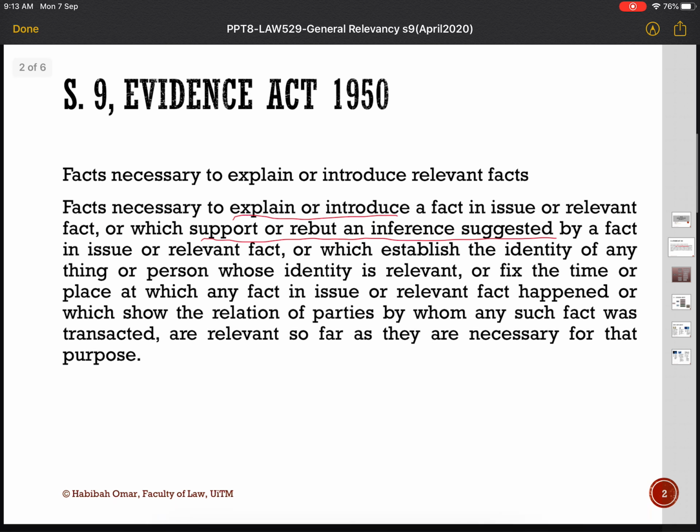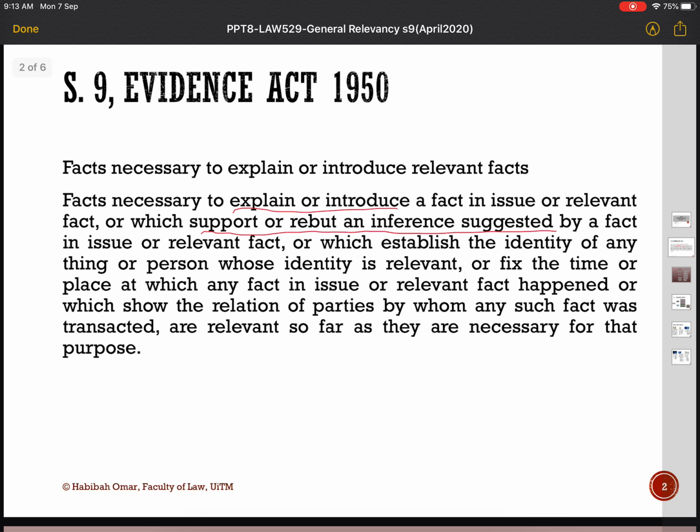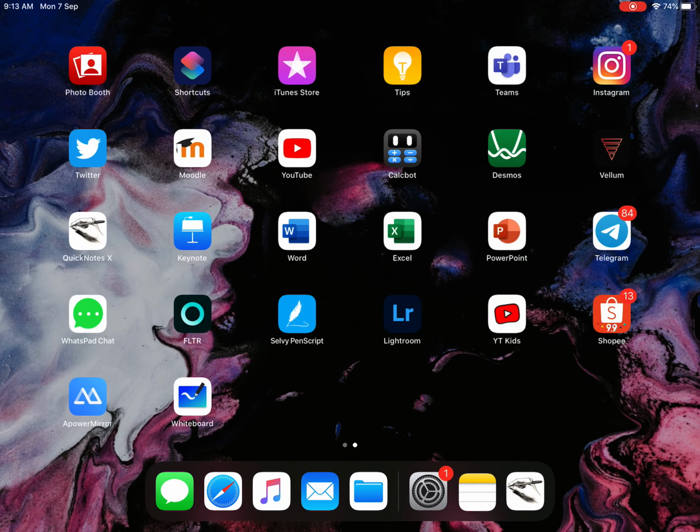Now, if you refer to this particular provision, Section 9 provides you with five relevancy situations. You may look at some books. Some books may separate it into much smaller categories of relevancy. They separate into explain, introduce, support, rebut. But in the context of my explanation here, when you are talking about evidence relevant under Section 9, basically we can separate it into five categories of relevancy. Now let's look at that.